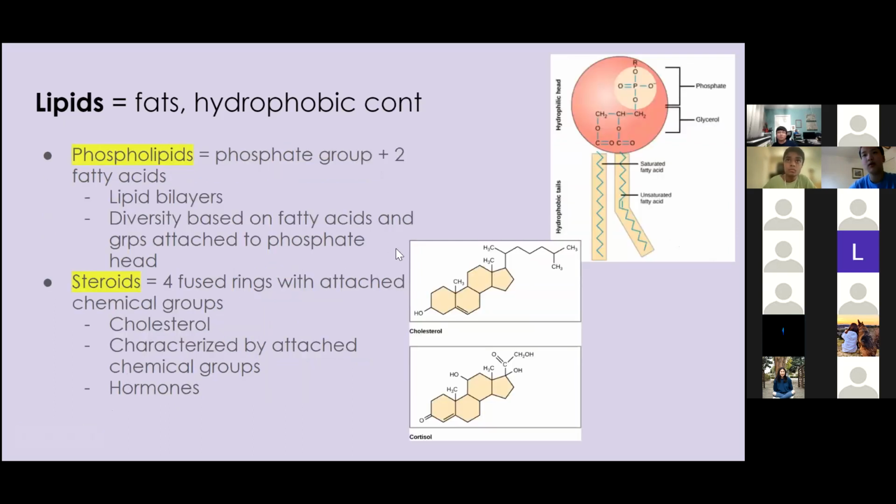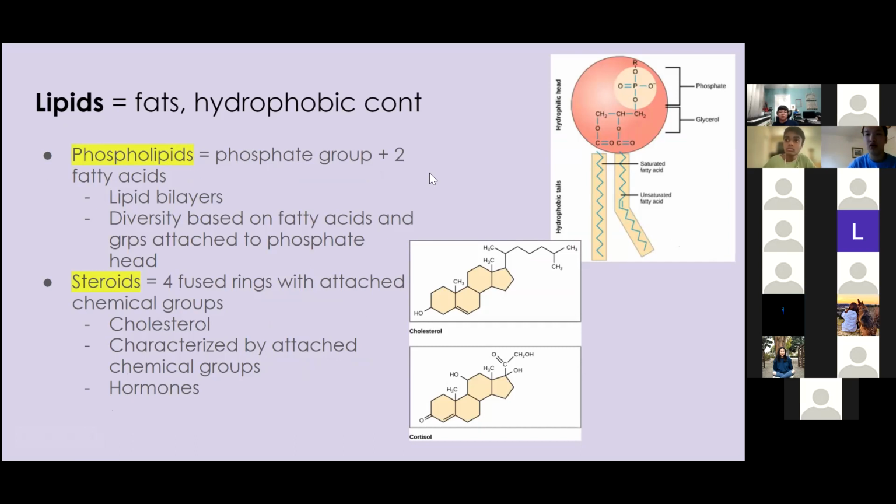Okay, so the second type of lipids are phospholipids, in which there's a phosphate group and two fatty acids present. And so phospholipids are the ones that make up the lipid bilayers of cell membranes. As we see on the picture to the right, the pink circle is a phosphate group, and then there's a glycerol, and we have a saturated fatty acid and then an unsaturated fatty acid.